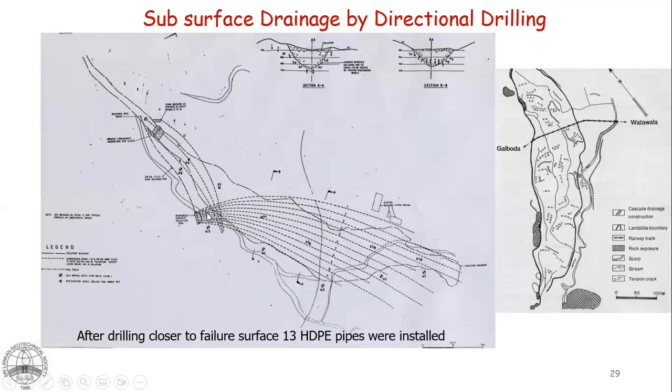And this shows the plan view. So that is the plan view of the sliding area. So to cover the plan view, there were 13 drains like that, right? Installed from the lower level, covering this plan area.